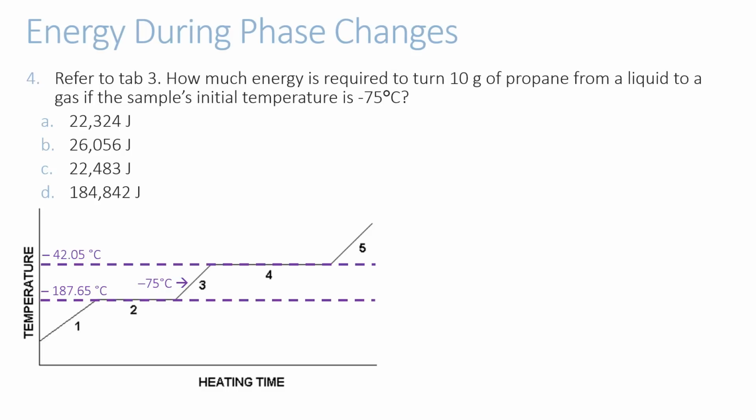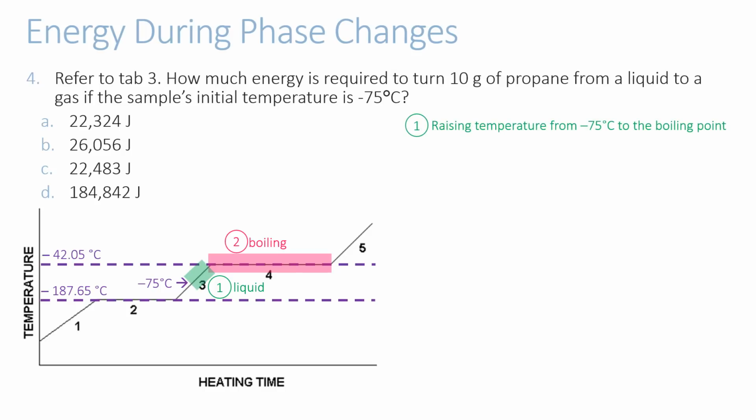So we need to heat the sample from negative 75 to the boiling point, which is 42.05, and calculate that amount of heat. Then we have to calculate how much heat we need to actually boil it and change it from liquid to gas. So we're going to do two steps here. First, we calculate the heat I need to warm up the liquid, and then how much heat I would need to actually boil the liquid into a gas.